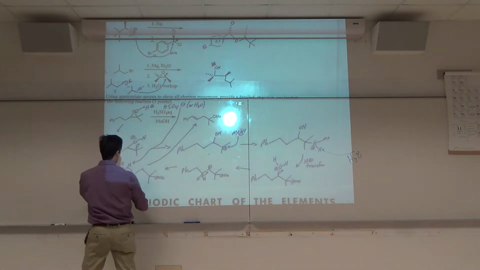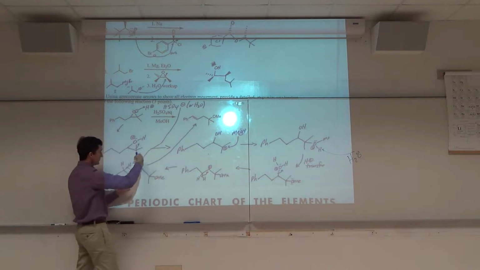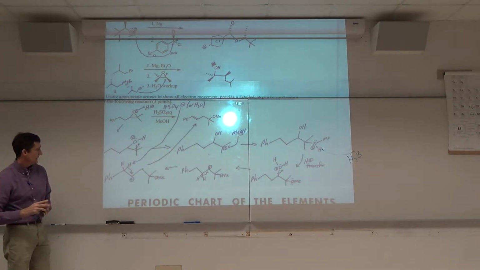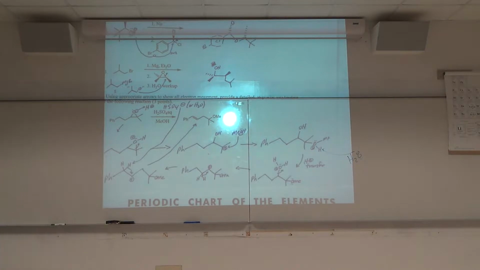This is the fast step of an E1. You can use that to reform H2SO4. You can use water to take it. So a variety of steps. It's all classical chemistry. How do we do? Good. Okay.